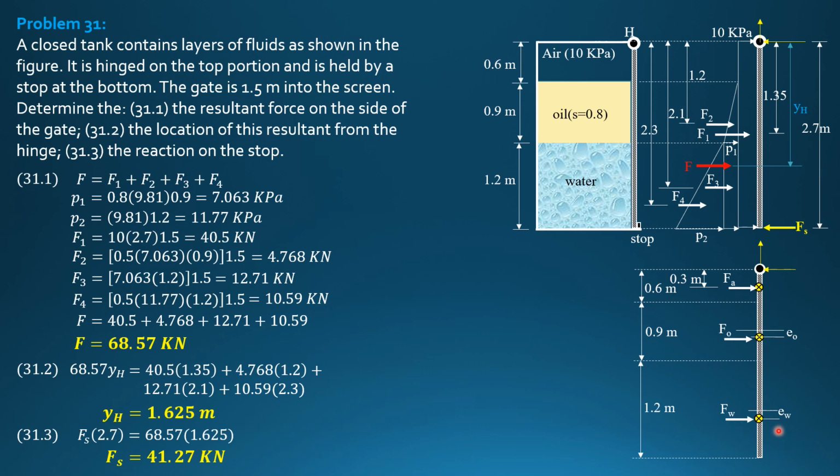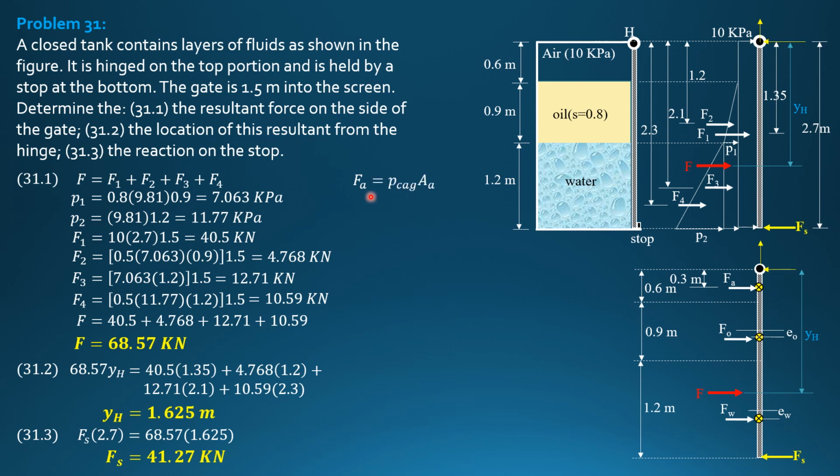The distance of FW from the top is 0.6 plus 0.9 plus another 0.6, half of 1.2, plus EW. So that's it, because we have to solve for EO and EW later. So we use force equals pressure at centroid times area. This is the location of F, and this is Fs. Distance from the top is also Y sub H.